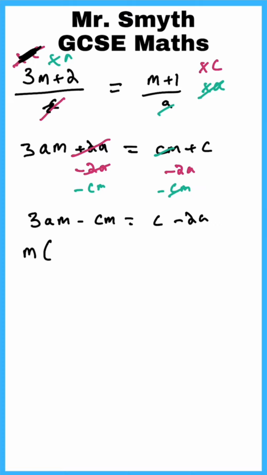So m's into 3am, go 3a. m's into cm, go c. Let's take away the question, so take away the answer there. This is still c minus 2a.